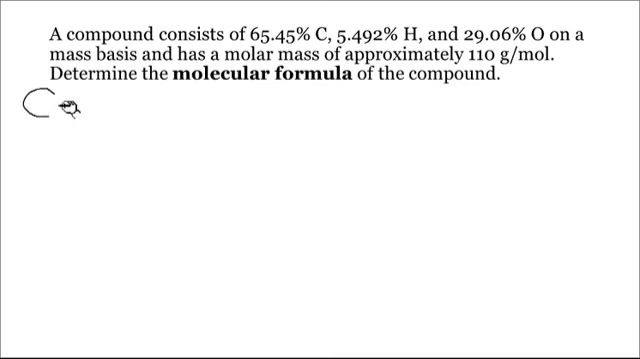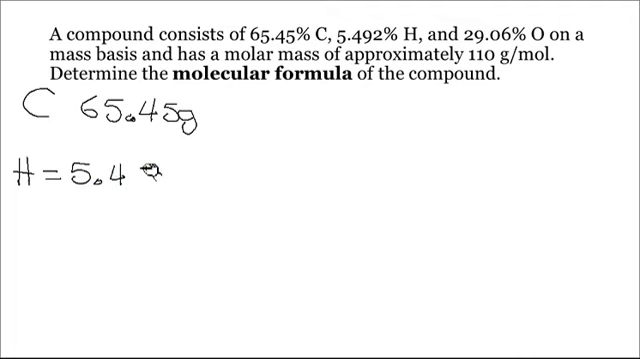So carbon is 65.45 grams. Hydrogen is 5.492 grams. And oxygen is 29.06 grams. And again, I got that simply by converting those percentages into grams by assuming a total mass of 100 grams.